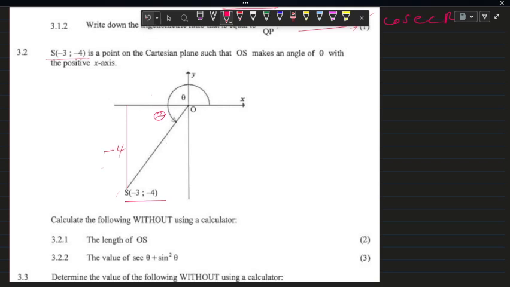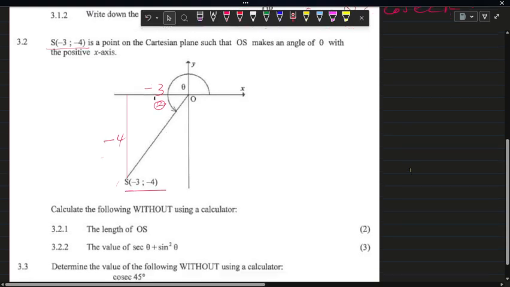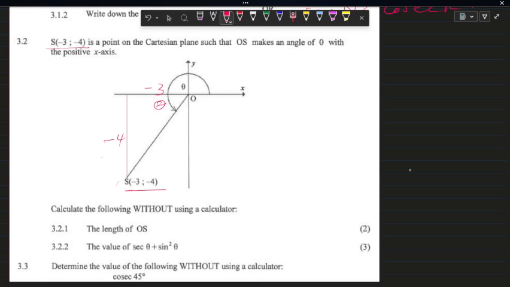We know that this side is y, so in this situation we have -4, and this side is x, which is -3. Now we can answer the questions.